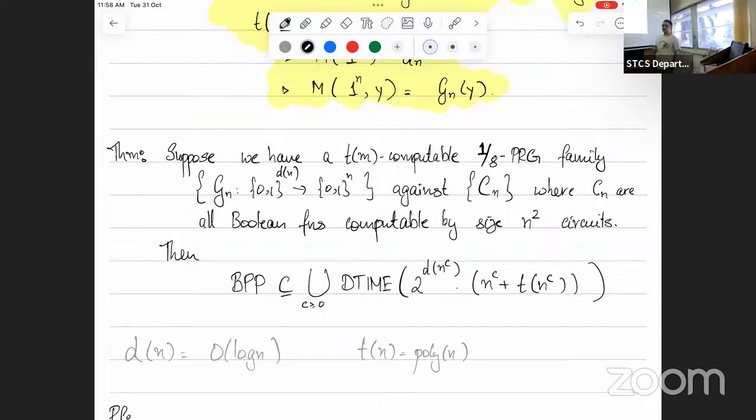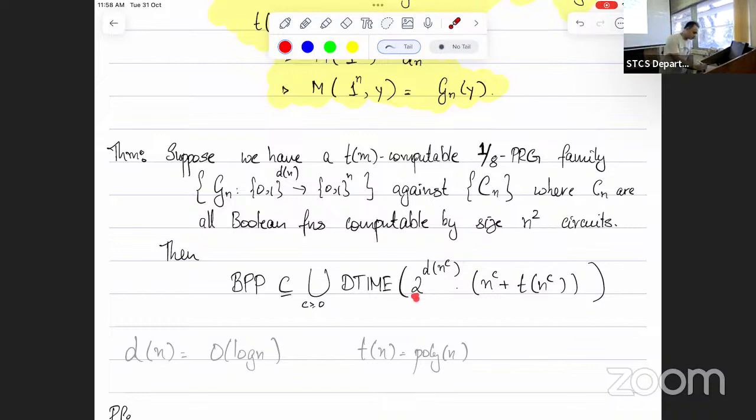Okay. So suppose these were the parameters you have for your generator. That is, your generator takes a seed of length order log n and manages to stretch it to n. And it happens to make the error just 1/8. If you plug this into what you have on the right hand side, d of n to the power c will also be order log n, for any constant c.